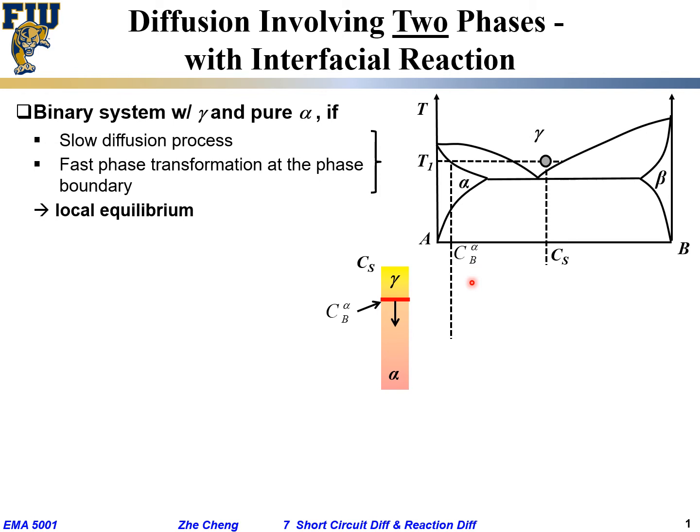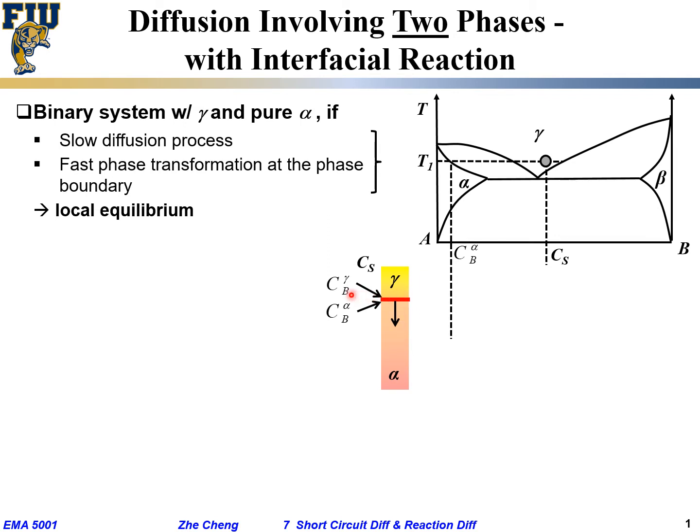CB alpha. Again, what does CB alpha mean? C for concentration, B for your solute atom. Alpha means I'm concerned with the concentration in which phase? Alpha phase. It's going to be determined by the intercept of the temperature line with the phase boundary, which ends up here. Then on the other side of the phase boundary, remember a phase boundary involves at least two phases, on the gamma side of the phase boundary, I would have CB gamma.